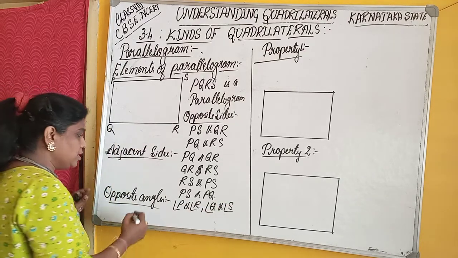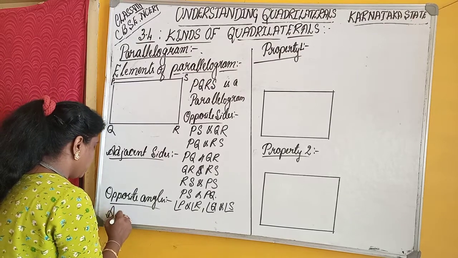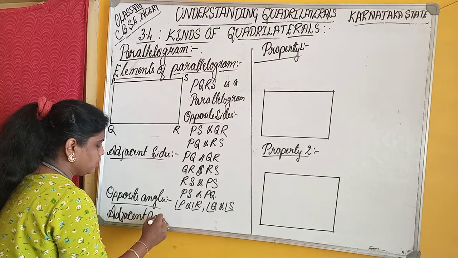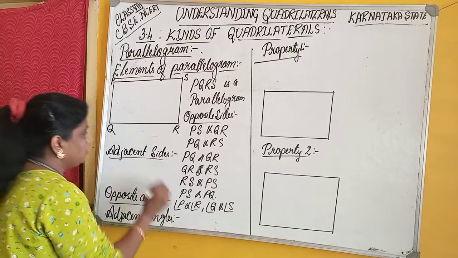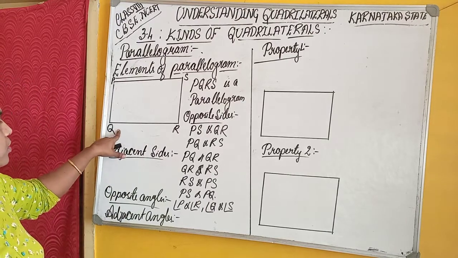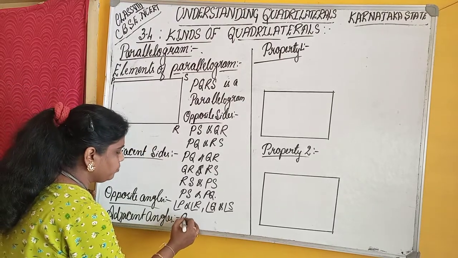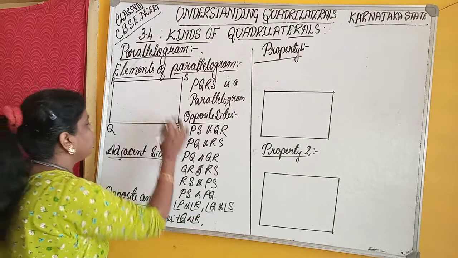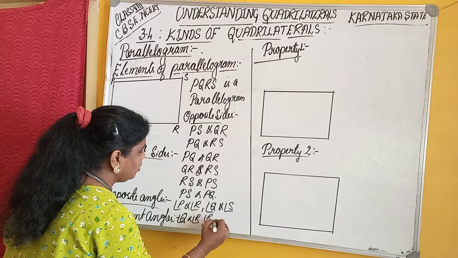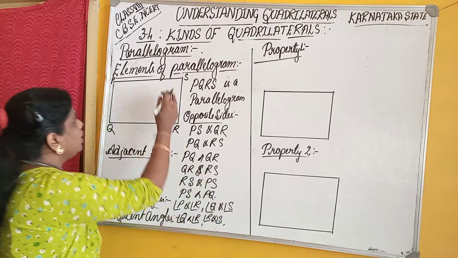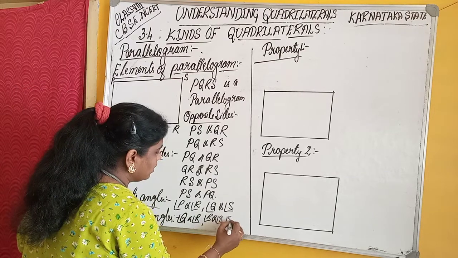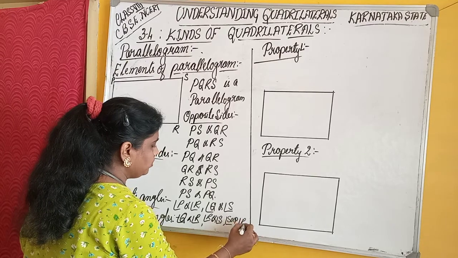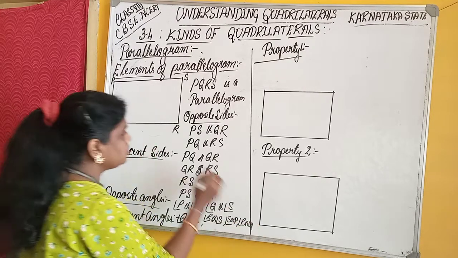Then come on, tell me the adjacent angles. Adjacent angles are those which are side by side. Here angle Q and angle R, then angle R and angle S, and then angle S and angle P, and angle P and angle Q. Okay, students, you got it?